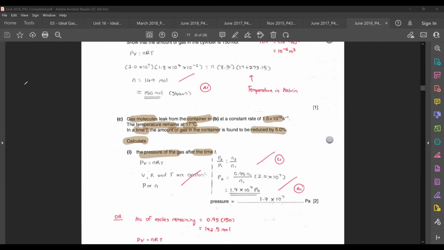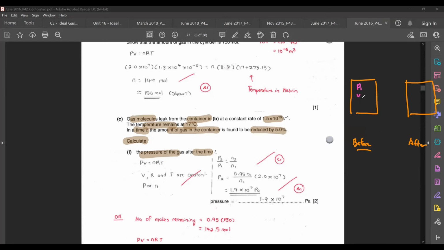So if you think of it this way, this one is your before case, this is your container before, and then this is your container after. All right. So right now, there are a few things that you can actually deduce. This one will be P1, V1, N1.